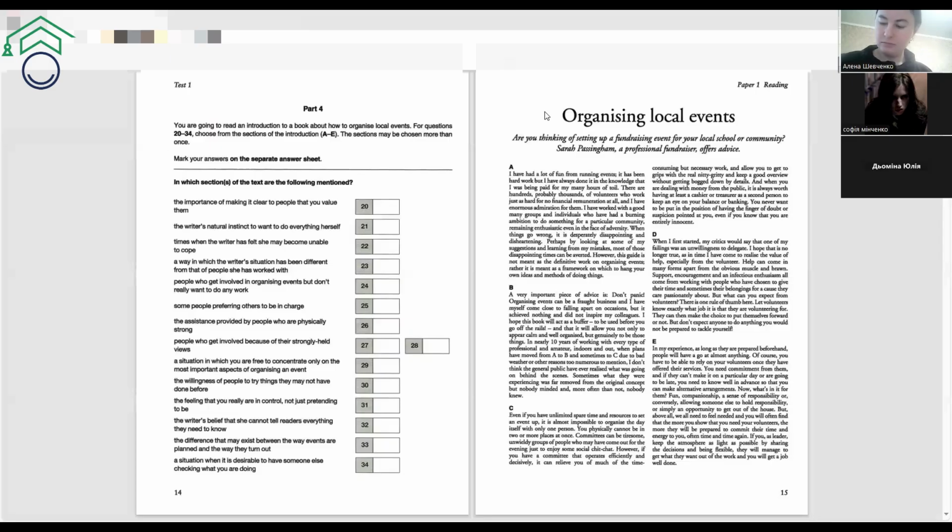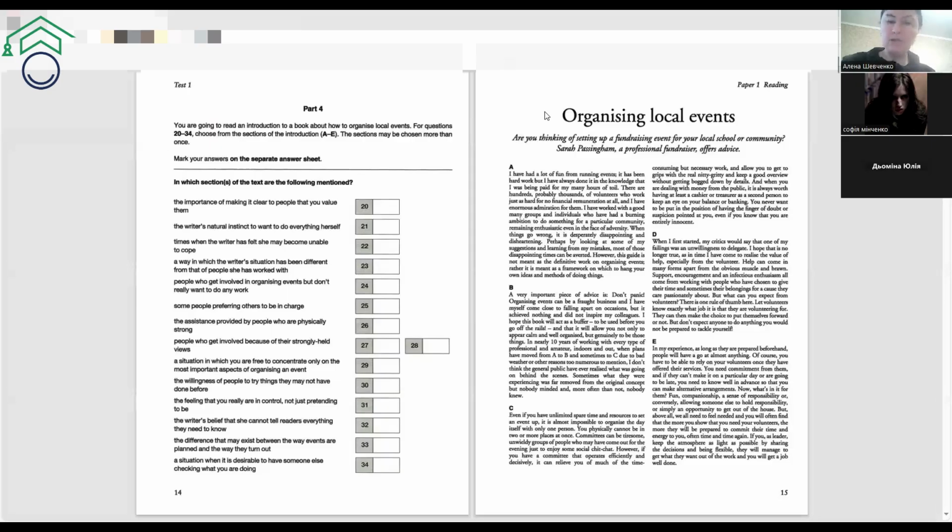Fun, companionship, a sense of responsibility, or conversely, allowing someone else to hold the responsibility, or simply an opportunity to get out of the house. But above all, we all need to feel needed, and you will often find that the more you show that you need your volunteers, the more they will be prepared to commit their time and energy to you, often time and time again. If you, as leader, keep the atmosphere as light as possible by sharing the decisions and being flexible, they will manage to get what they want out of the work, and you will get a job well done.